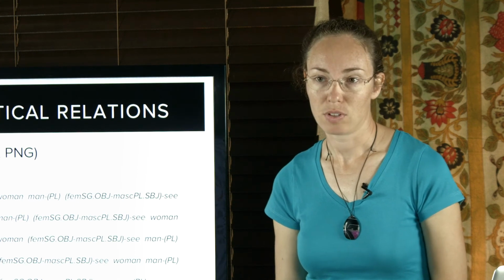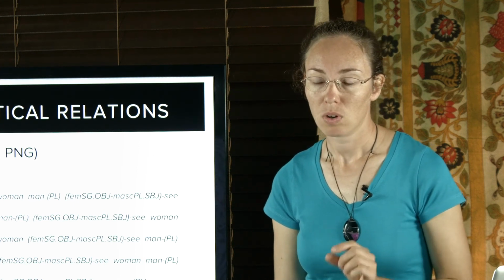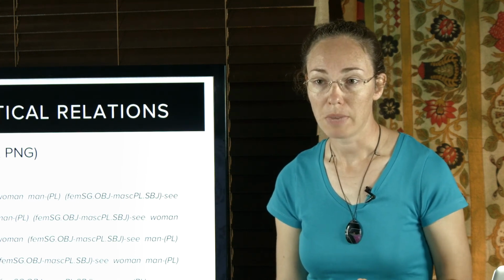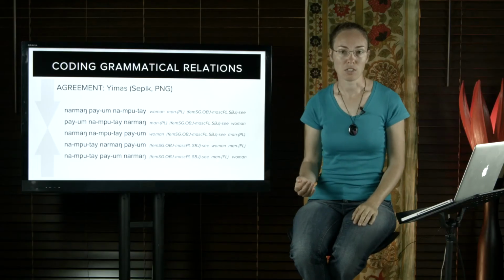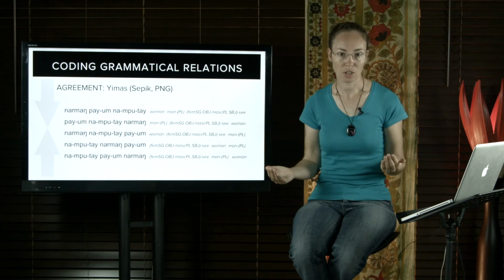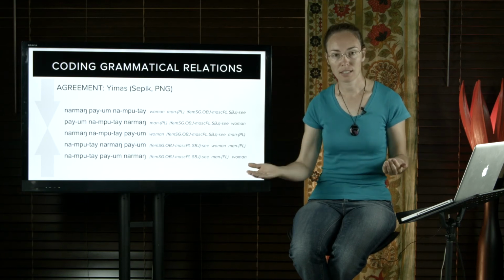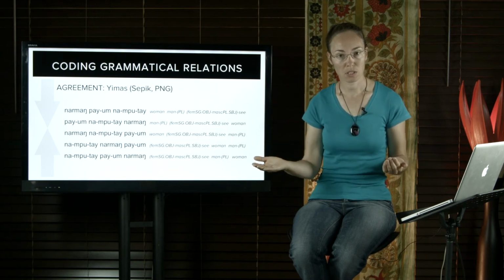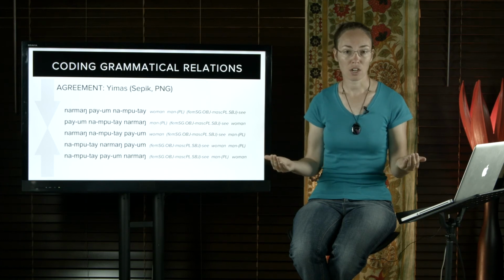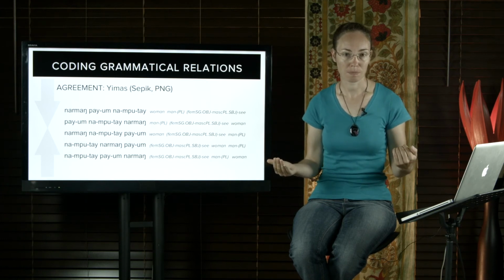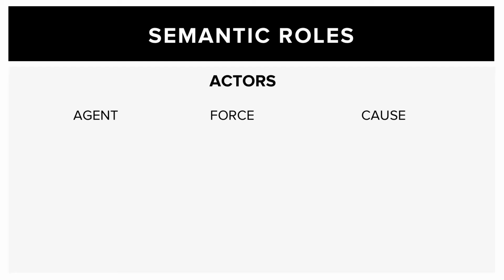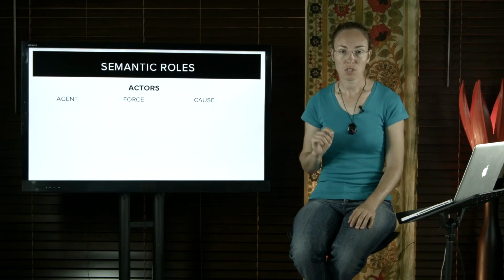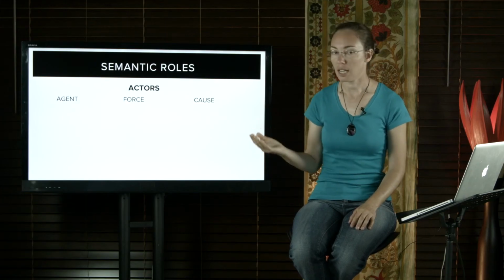All arguments have a grammatical relation, but all arguments also have a semantic role, or a role in the meaning. The most important semantic roles are actor and undergoer. An actor does the action and is directly responsible for the event. An undergoer has the action happen to them. Now there are three kinds of actors: agent, force, and cause.